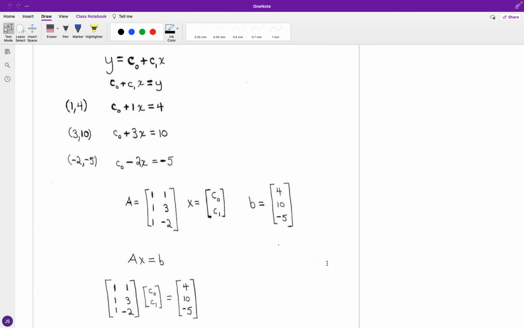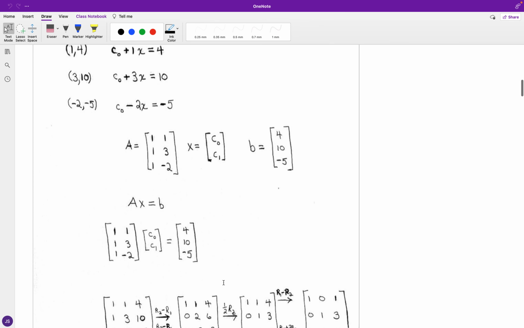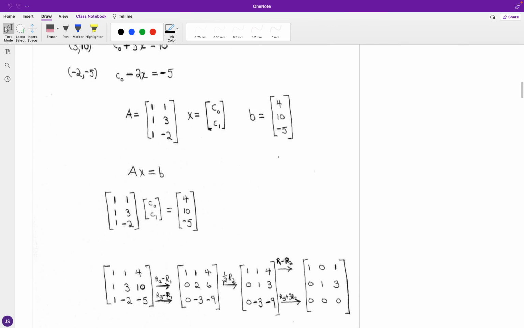And so we have for this layout a 3 by 2 matrix multiplying a matrix that is 2 by 1, and the output is going to be a 3 by 1 matrix, which we have with b at 4, 10, and -5 as the elements. Expressing what we have as an augmented matrix, the first row is 1, 1, and 4. Second row, 1, 3, and 10. Last row, 1, -2, and -5.